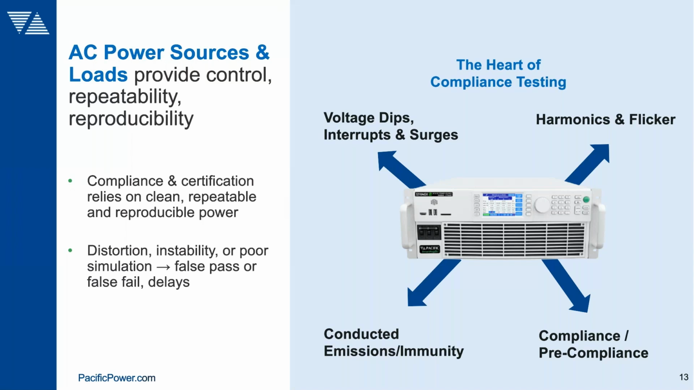So one thing that we think is very important, the heart of compliance testing, is the AC power source. You can do many different types of tests. So tests like voltage dips, interrupts, surges. They can be a part of harmonics and flicker testing, conducted emissions and immunity testing, and can be used for compliance and pre-compliance tests.